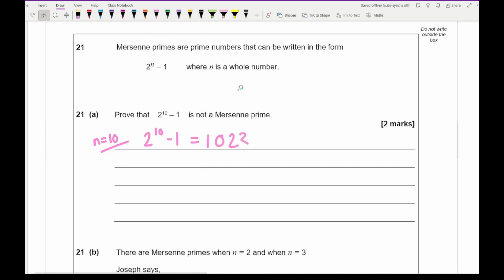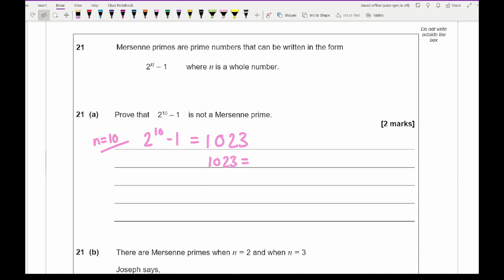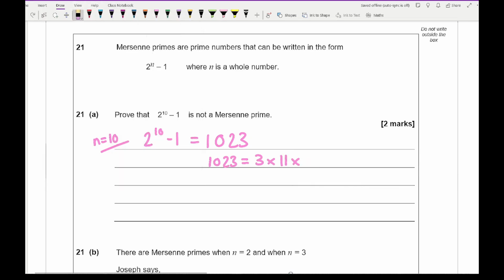1023. Now to prove that's not a prime, using our calculator, all I need to do is press shift and the factor function, and you can see that 1023 equals 3 times 11 times 31. Let me just double check to make sure I've got those values correct. It's 31. So therefore 1023 is not prime, as 3, 11 and 31 are factors. And in order for it to be prime, the factors need to be 1 and 1023.